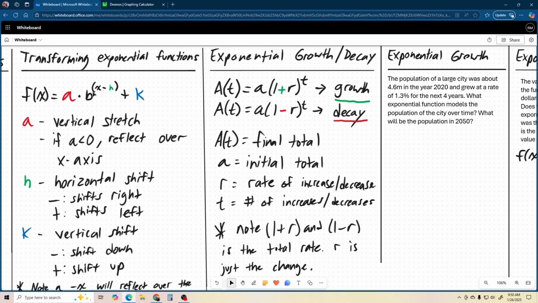b to the x would be our parent function, and then you'll have minus h. In other words, if the exponent is x minus h, the h is a horizontal shift left and right, and I'm going to show you how that works here in a second. I'm just going over this pretty quickly here. And then the k is going to be the vertical shift up and down.